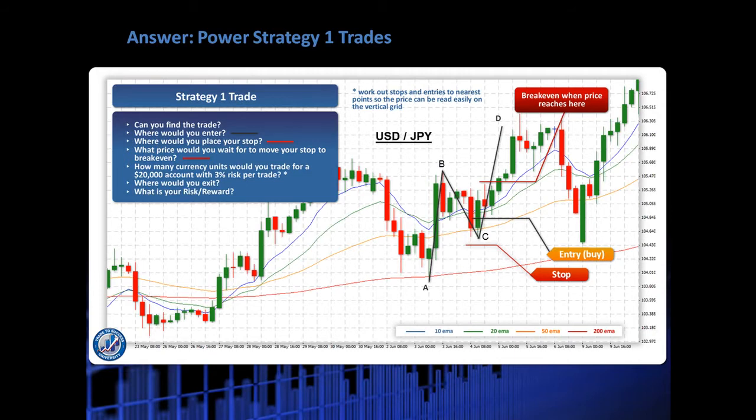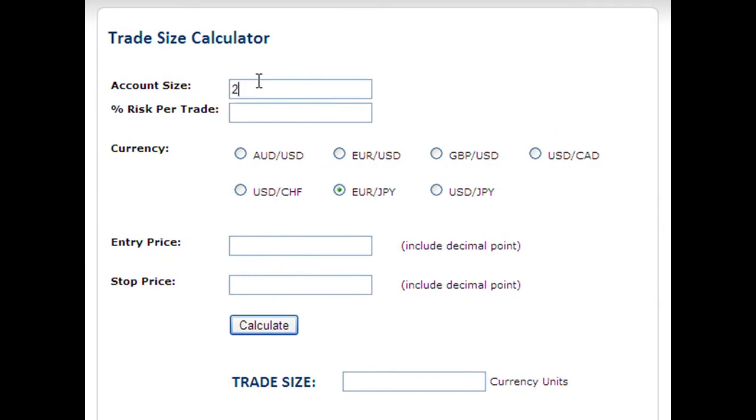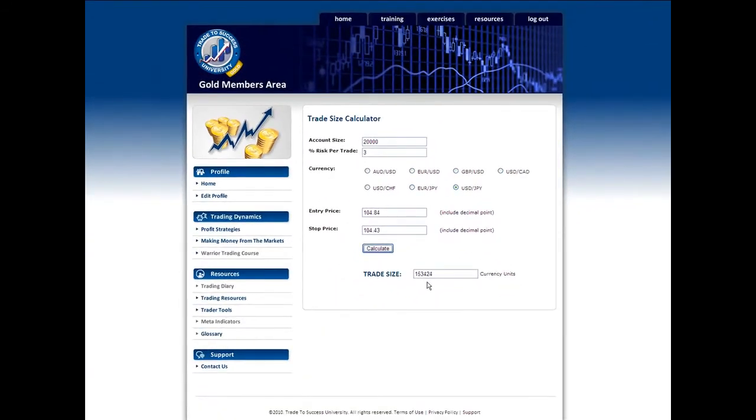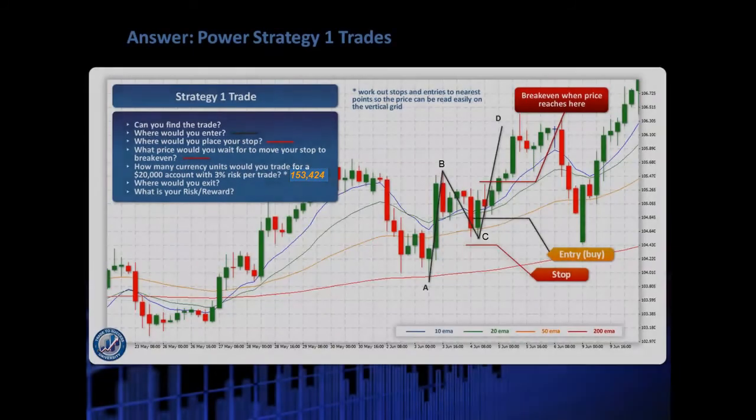We know the chart's US dollar against Japanese yen. We know we've got a $20,000 account that we want to risk 3% on. We know the entry is 104.84 and the stop is 104.43. So let's use the trade size calculator. We've got a $20,000 account, 3% risk on each trade. US dollar against Japanese yen. Entry price is 104.84. And the stop price is 104.43. When you click calculate, we get 153,424 units. So for this trade, we should be trading 153,424 currency units.